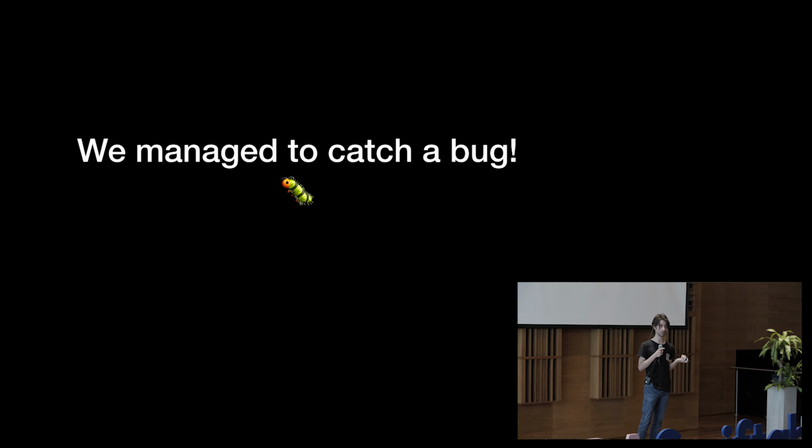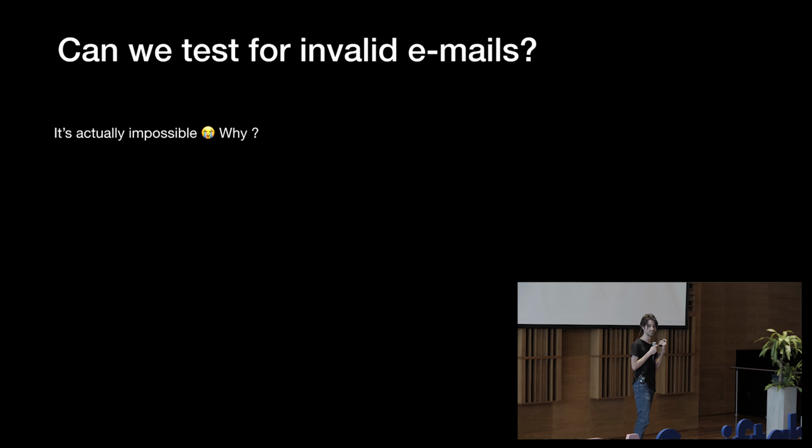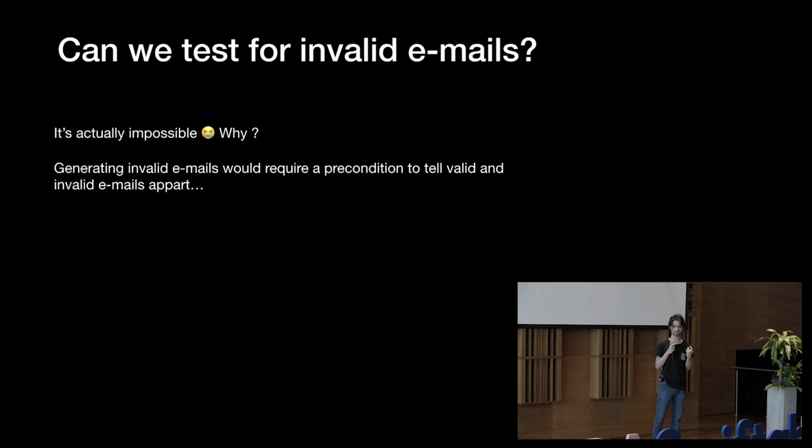So we managed to catch a bug. That's pretty cool. We could also ask ourselves the question: we tested for valid emails, could we also test for invalid emails? As it turned out, the answer is actually no, it's not possible, because if you think about it, in order to generate an invalid email, you would need a precondition that would tell you that this email is indeed invalid, and this is exactly what we are trying to test in the first place.